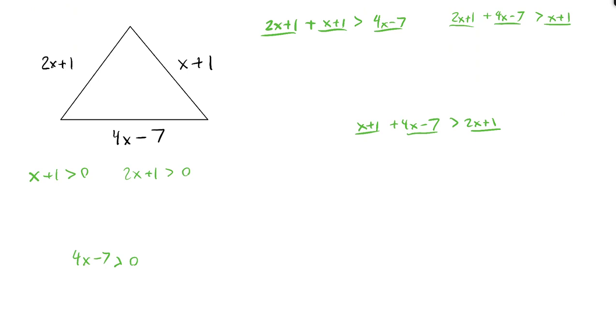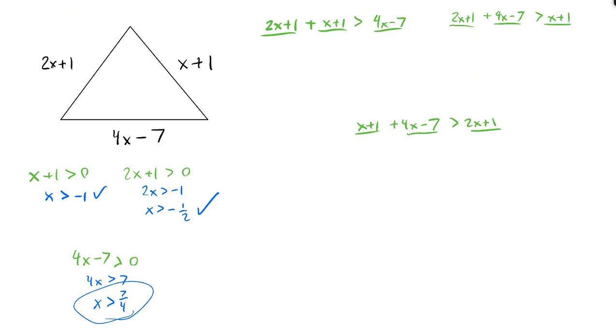So let's do it. First, I'll do the ones on the left here. X is bigger than negative 1. 2x is bigger than negative 1, so x is bigger than negative 1/2. And 4x is bigger than 7, so x is bigger than 7/4. Again, if it's bigger than negative 1 and bigger than negative 1/2 and bigger than 7/4, we can just take this one because that one satisfies all three. If it's a positive number bigger than 1.75, then it's already bigger than negative 1 and bigger than negative 1/2, so it satisfies all three automatically. Okay, so we got that one.